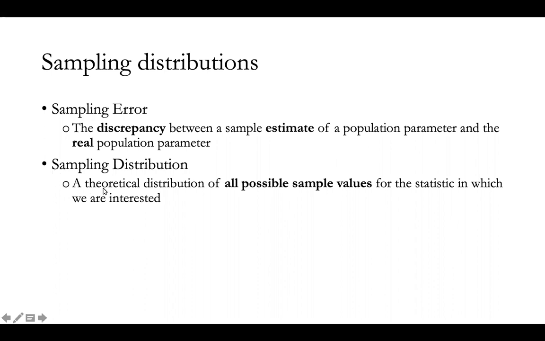I want us to think about a theoretical distribution of every possible sample value we could observe for our statistics, like the mean or the standard deviation. You can imagine that the mean and the standard deviation that you observe in a given sample might change depending on who agrees to take part in your survey, which is a sample from the population.